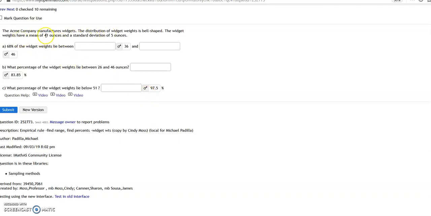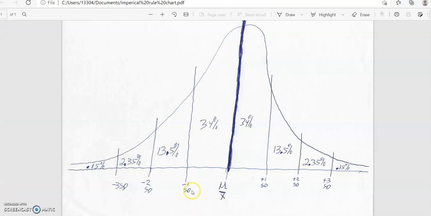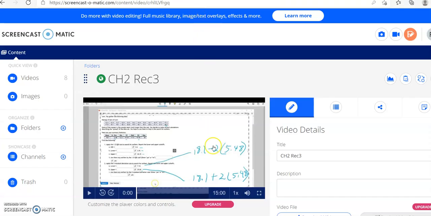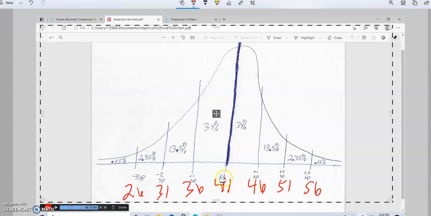Okay, we have a mean of 41 and a standard deviation of 5. And as I mentioned, go right ahead and put your mean in here, 41. Add 5, that goes here, 46. Add 5, that goes here, 51. Add 5, that goes here, 56. Subtract 5 goes here.